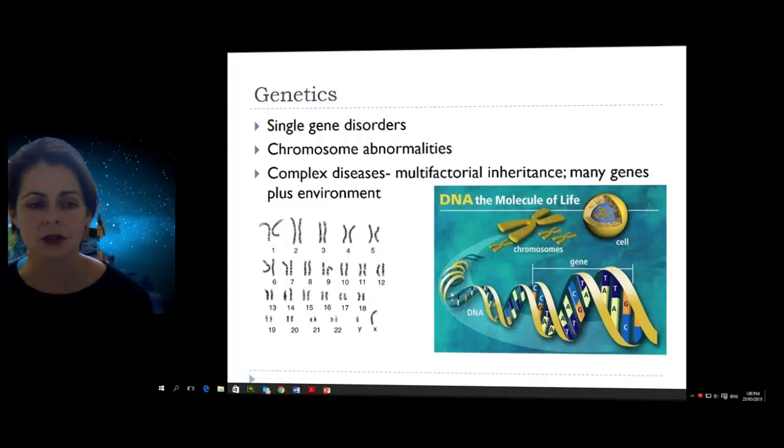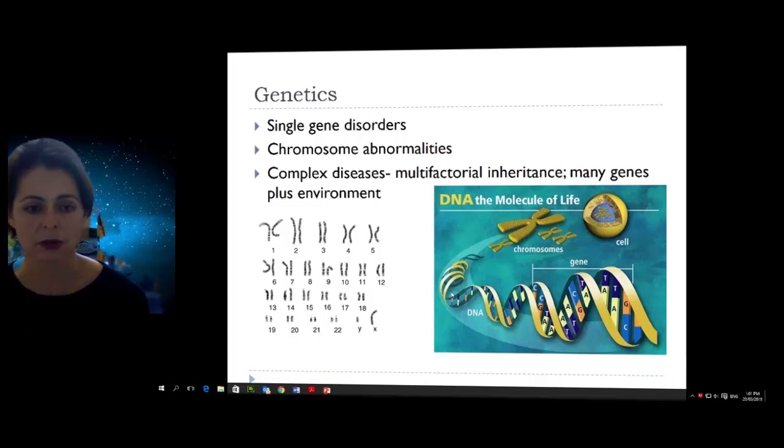Another type of condition that is important for genomic health and medicine, and arguably the most important because it affects the most people globally, are the complex diseases. These are conditions that have multifactorial inheritance, so multiple genes plus environmental contributions contribute to the manifestation of the condition. On the slide here, we've got a karyotype.